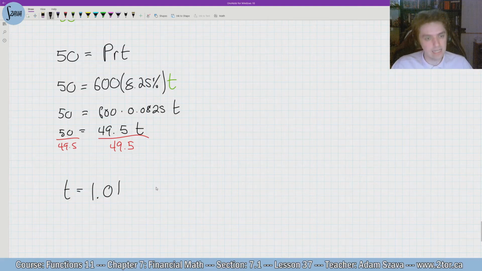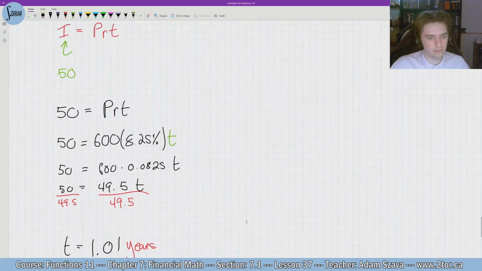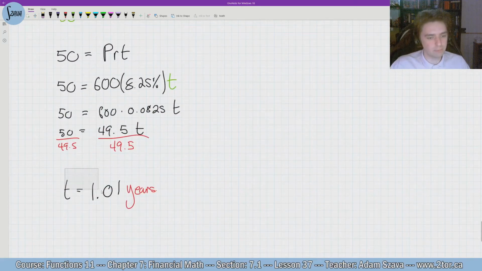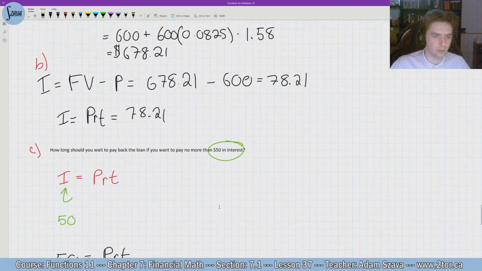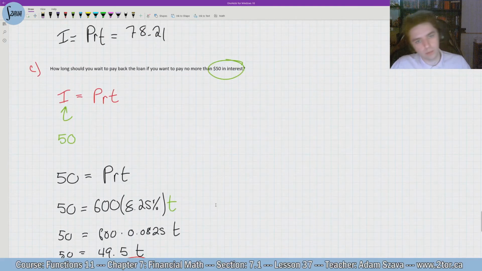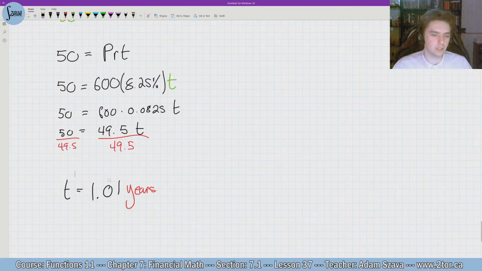Well, T is always in years, so this is the amount of years that have passed, 1.01 years. We could turn this into months, but since this is not a very nice division, it's 1.01. What's 0.01 of a year? Definitely not a whole month. So you can just leave it like this. It's 1.01 years. There we go. Okay, so just barely over 1 year is how long you should wait to pay back the loan if you don't want to pay more than $50 in interest. Well, that's exactly how long you should wait if you want to pay exactly $50 in interest. Pay it back sooner, you'll pay less.